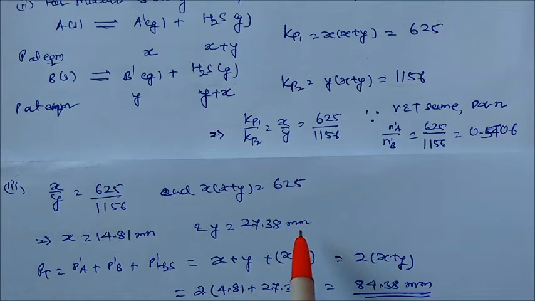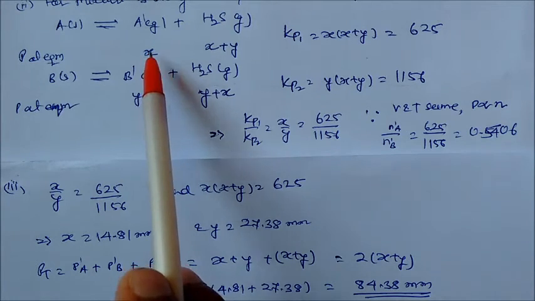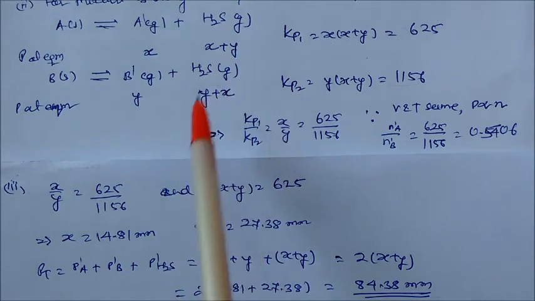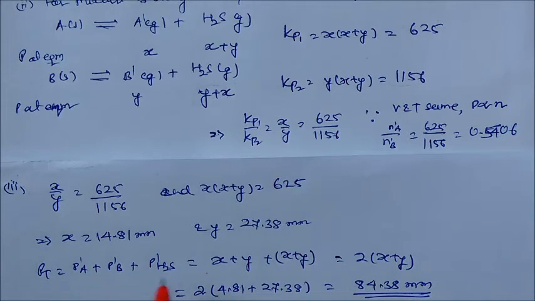So the total pressure will be the pressure of A', pressure of B', and pressure of H2S, that is X plus Y plus X plus Y, that is 2 into X plus Y. So 2 into, this is 14.81 and this is 27.38. On solving you will get 84.32.